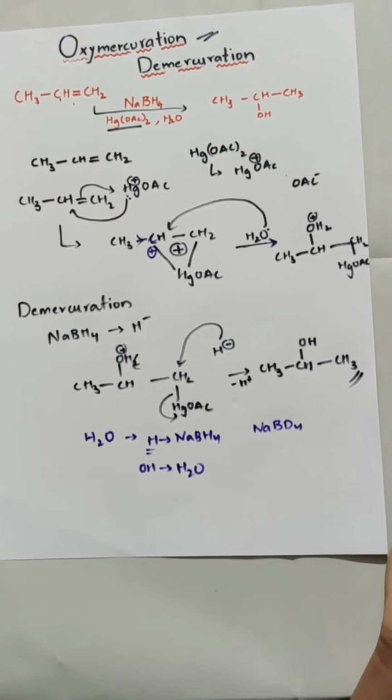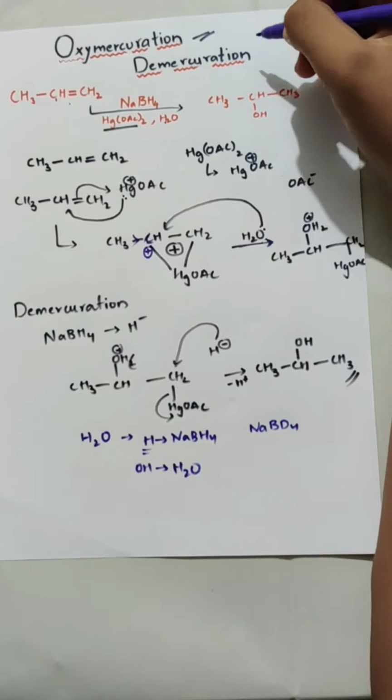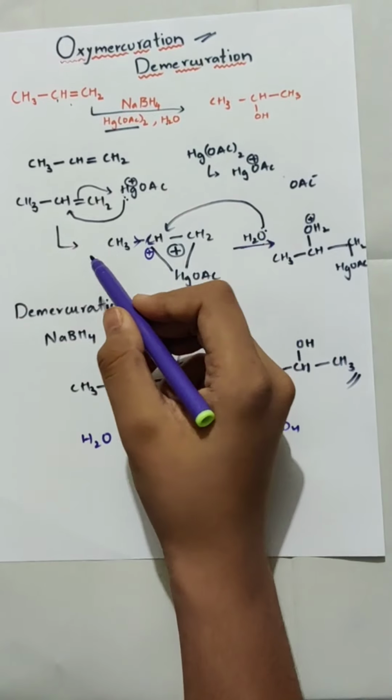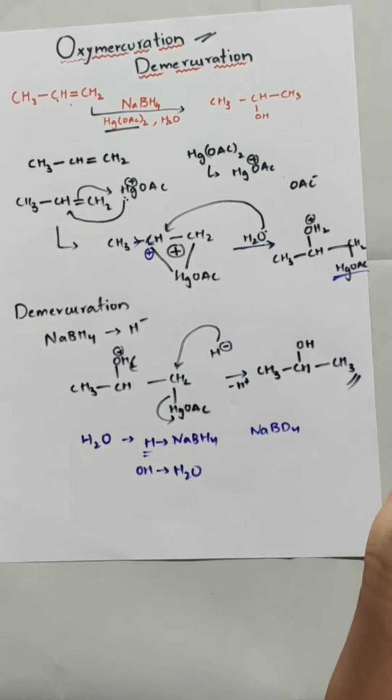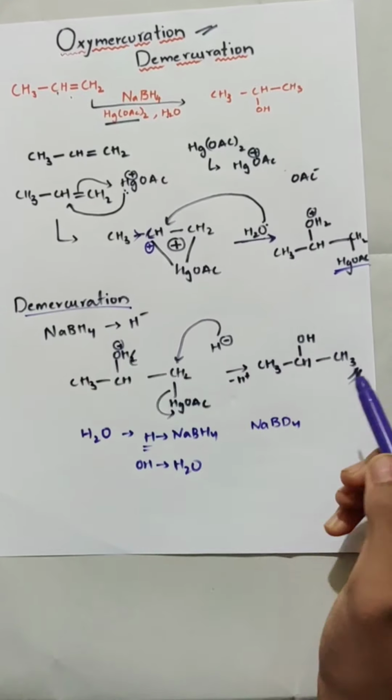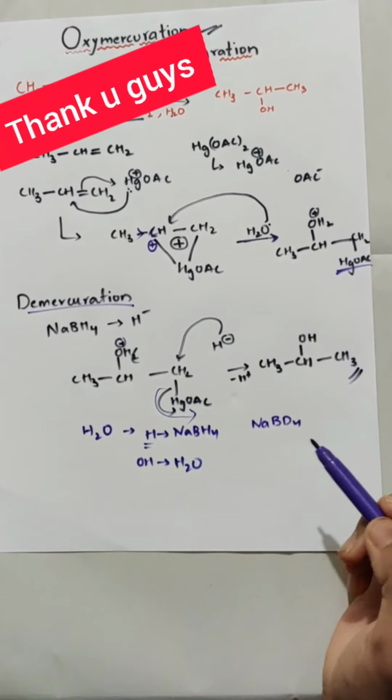Now regarding the name of the reaction, oxymercuration-demercuration: oxymercuration is adding this HgOAc, and demercuration is removing this HgOAc.